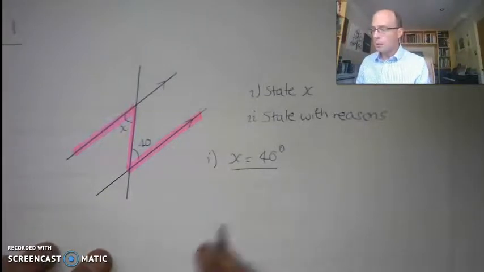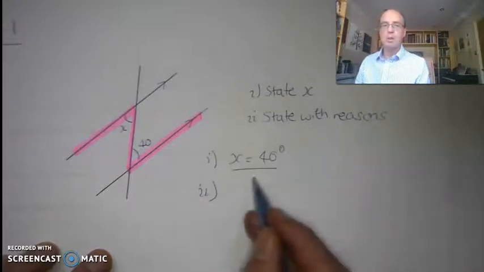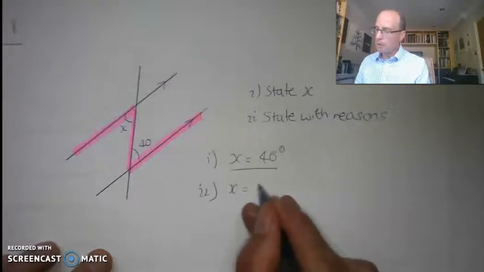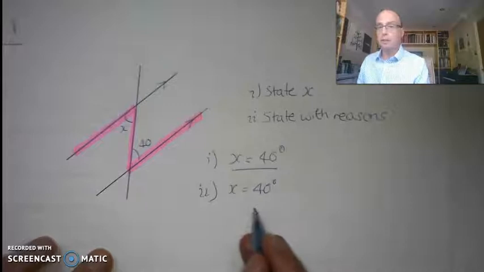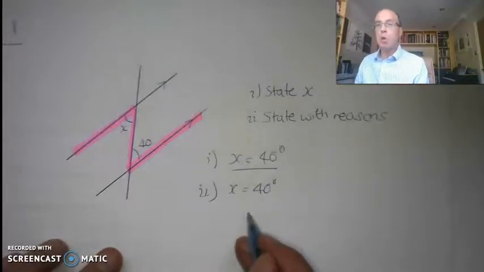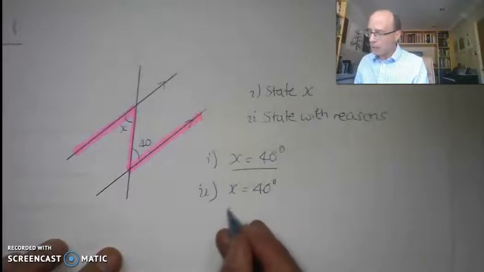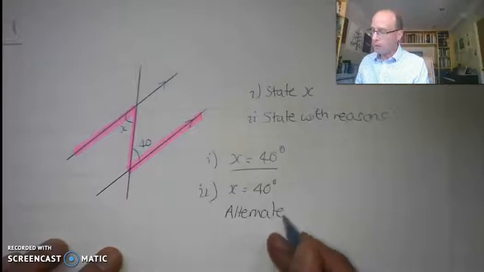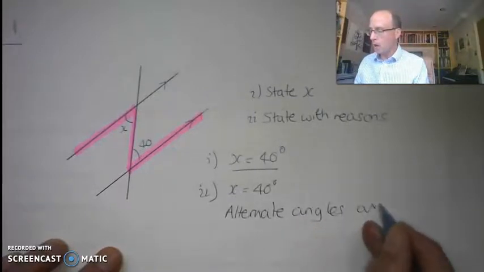But normally with these questions, they will say, state with reasons your value of X. Well, the first part's the same. I'm going to write X is equal to 40. I've done the hard bit, I've done the maths, I've worked out what the angle is. But I need to give the reason why I think it's 40. And I'm going to have to write down the angle fact that I've used. So I've used the fact that alternate angles are equal.